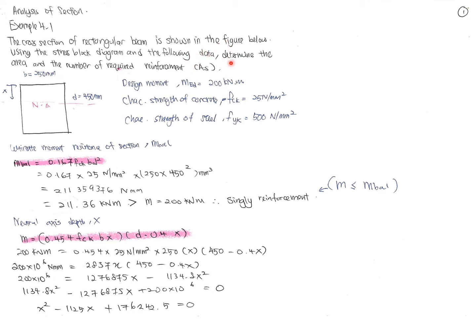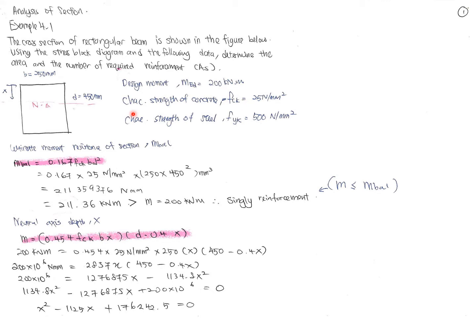First, you can see that B is 250 millimeter and D is 450 millimeter. This line is the neutral axis. The design moment provided is 200 kilonewton meter, MEd design. The characteristic strength of concrete, fck, is 25 Newton per millimeter square. The characteristic strength of steel, fyk, is 500 Newton per millimeter square. So you can see that the k stands for the characteristic strength.